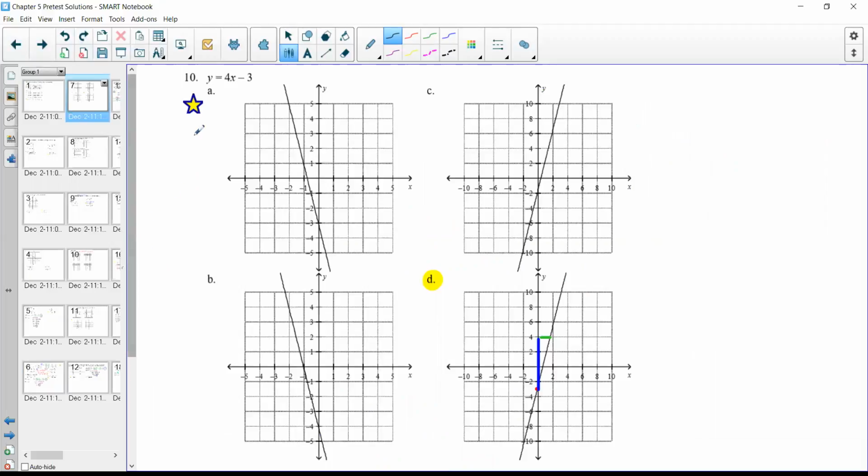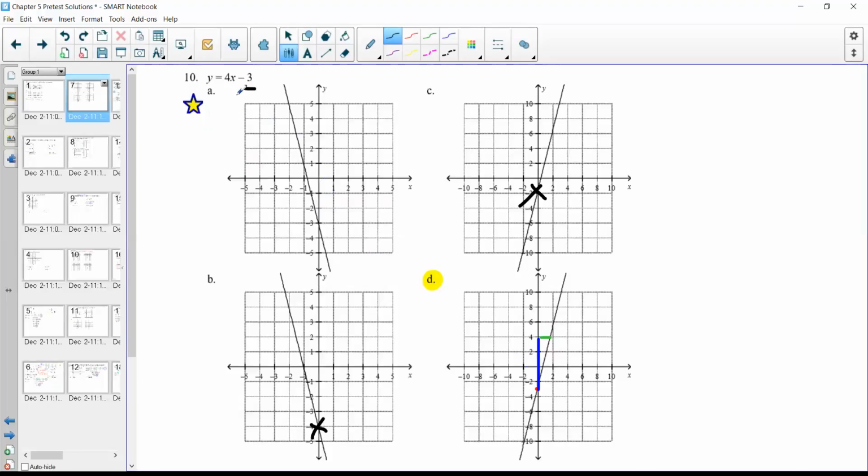All right, number 10, what is the line of the equation y equals 4x minus 3? So we know that this number here is the y-intercept. So I first need to see if I can eliminate any of these. All these go through the y-axis. Well, some of them go through the y-axis at, this one looks like at -4, so I can eliminate that one. Same thing with this one, it's going through the y-axis at -2, so it's got to be one of these two.